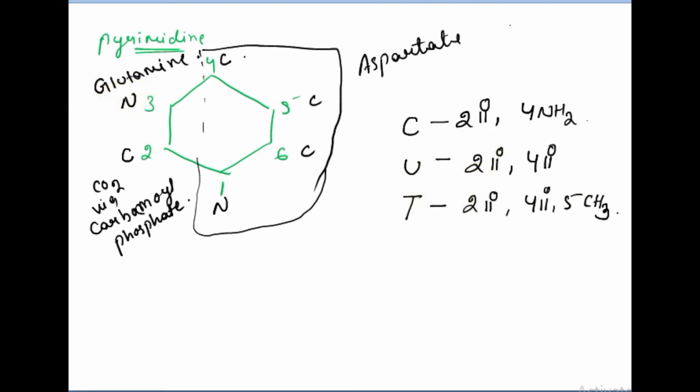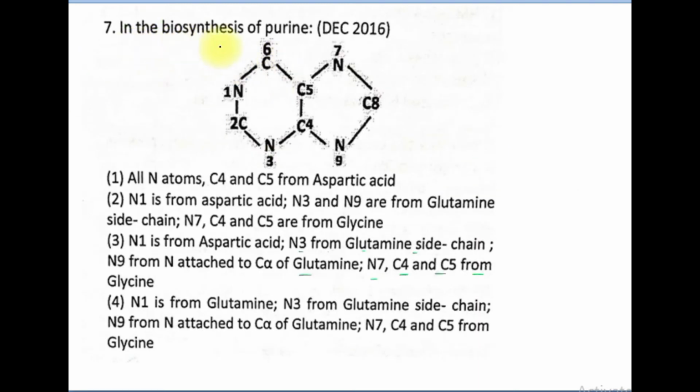Now let us see the question. In the biosynthesis of purines, this is a structure of purines. We have to identify which nitrogen is from which amino acid. So in the first option, it has been given that all nitrogen atoms, C4 and C5, are from aspartic acid. No, we have not discussed this point, so it is a wrong option.